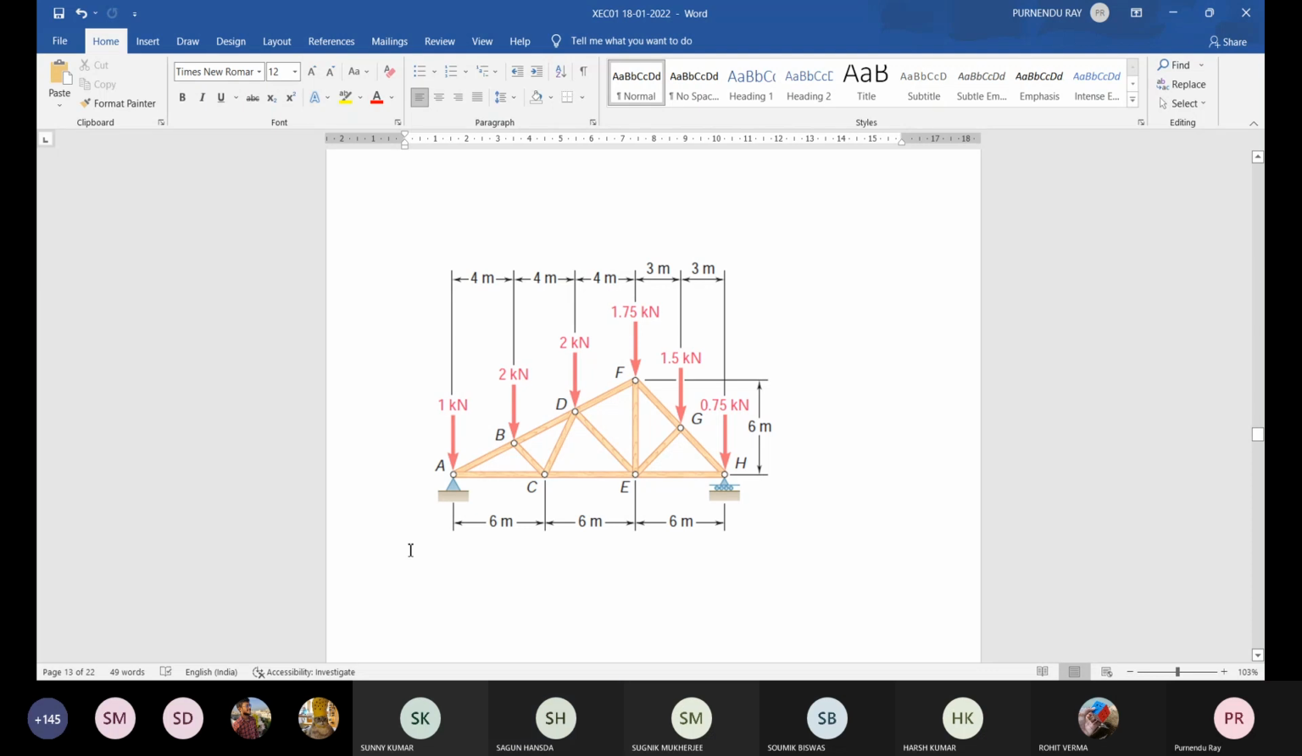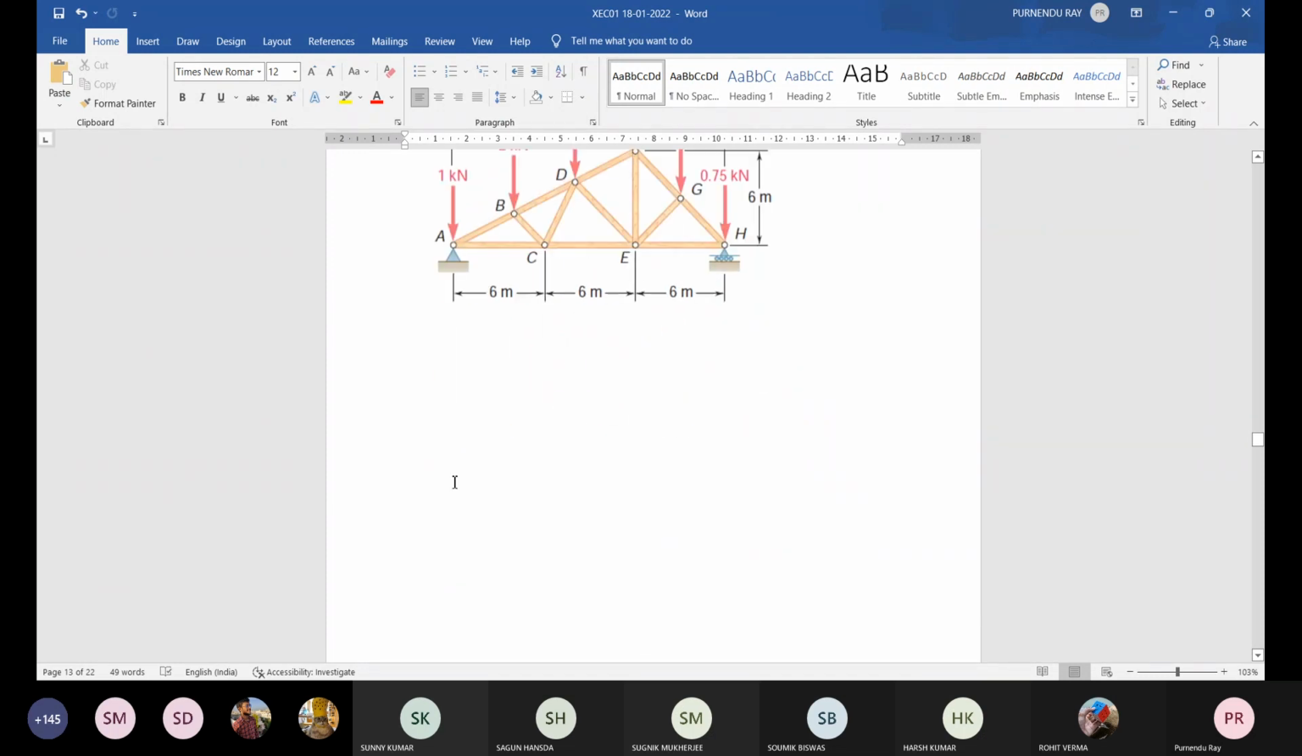Yes, sir. There are two methods. We start with the method of joints, where we draw the free body diagram of every joint, considering its equilibrium, which is subjected to applied force, reaction developed, if possible, at that point, and forces developed in the members, that is, in terms of the forces offered by the members on the joint.